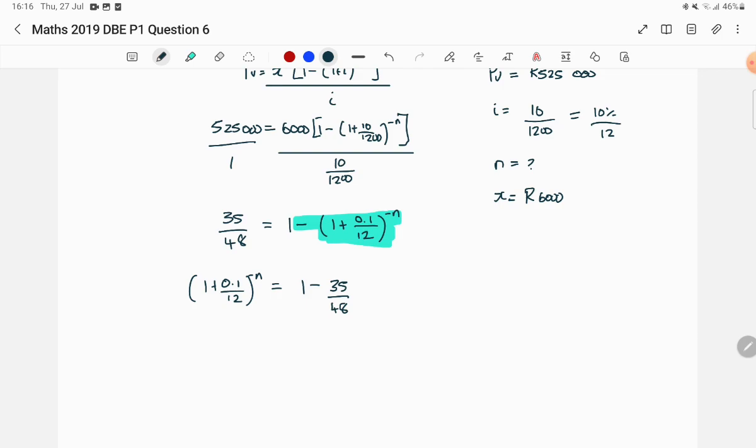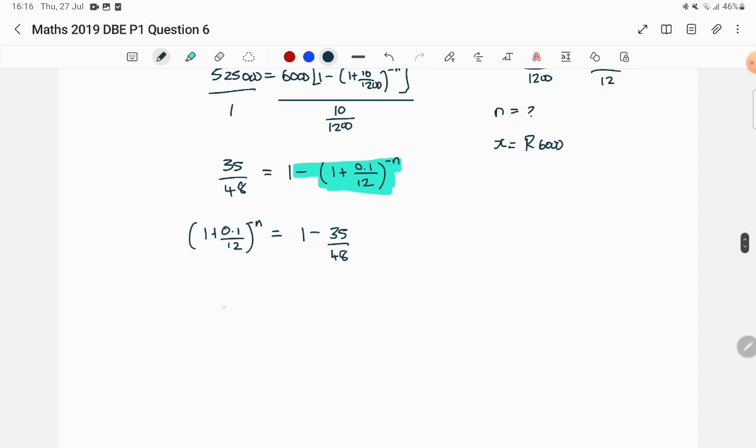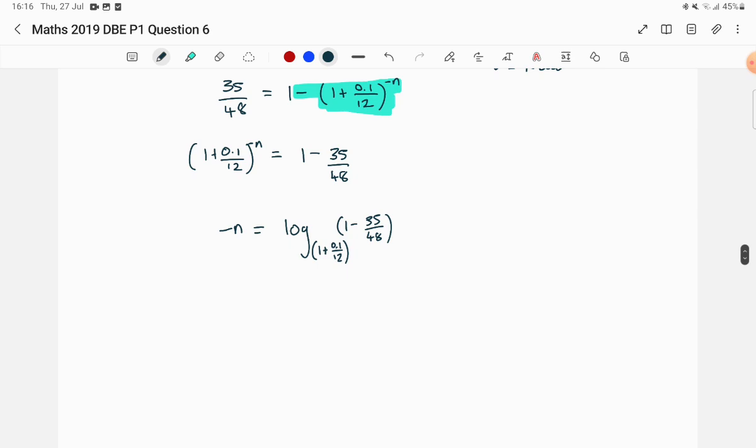And thereafter, what we can now do is use our logs to work out what n is. So really minus n is equal to log, and I'm just going to leave this exactly as is, 1 minus 35 over 48, base 1 plus 0.1 over 12, just so there aren't any errors and aren't any rounding off unnecessarily before our final answer. So this would keep the accuracy, and ideally we should get a negative answer here, and then the two negatives will cancel since payments would have to be positive, right?